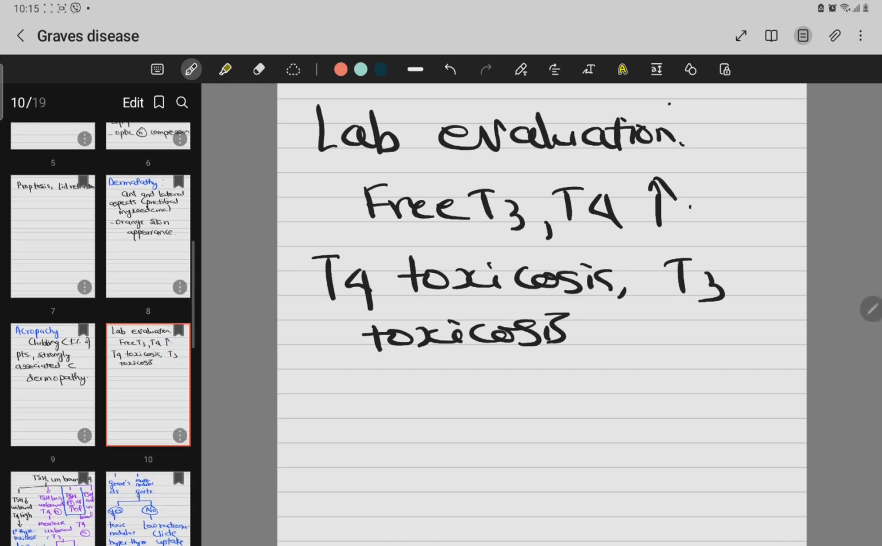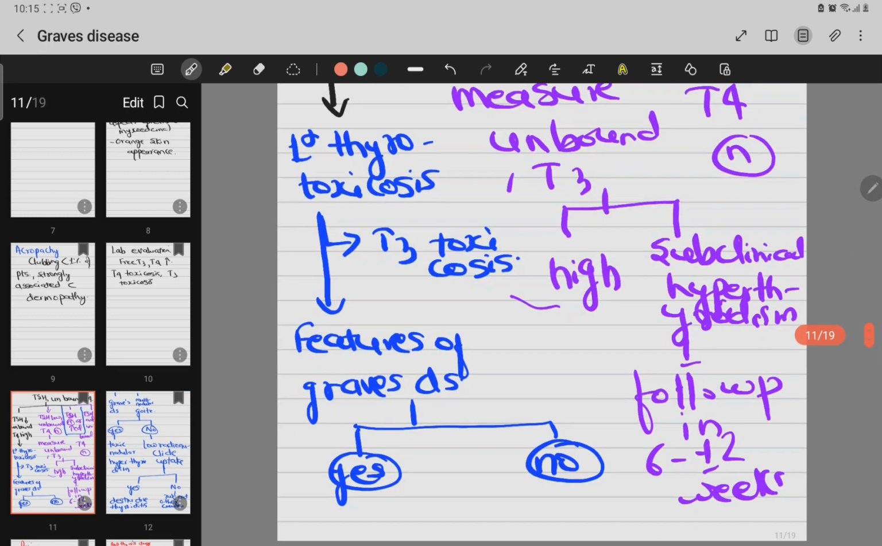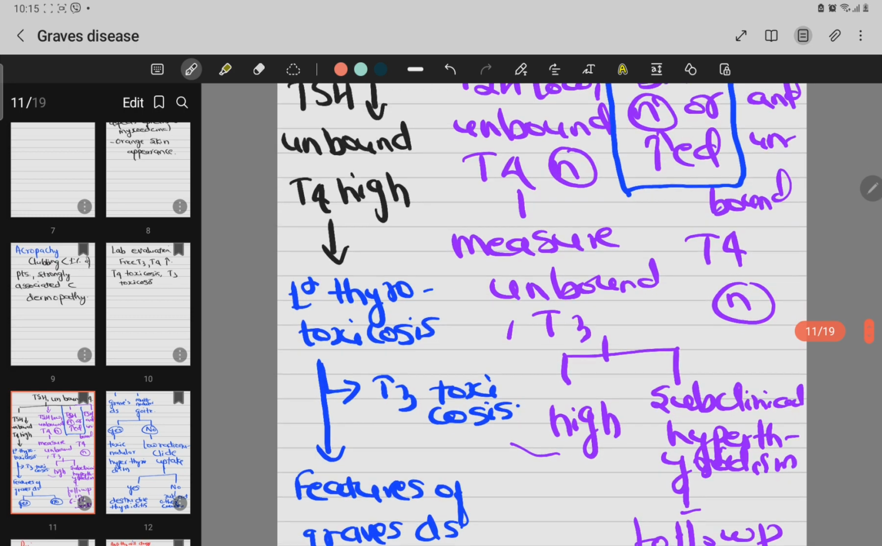T3 T4 toxicosis will be there. So how can we evaluate the case? TSH and unbound T4. We can differentiate it from the next part over here. So T3, T4, TSH, unbound T4.